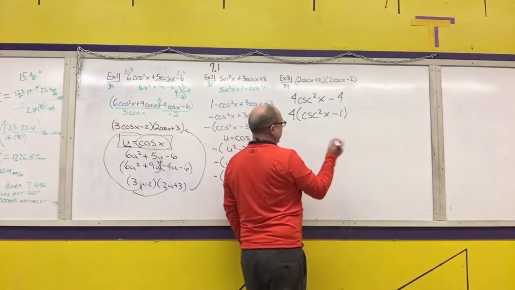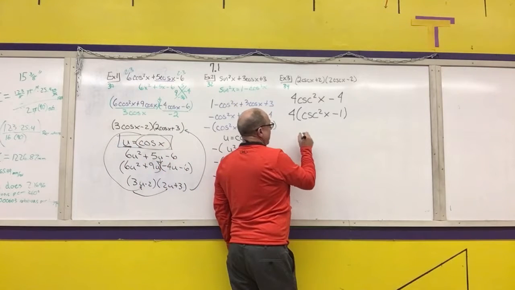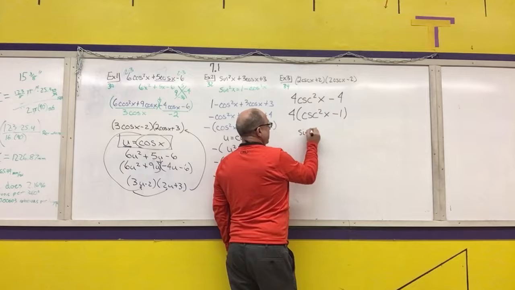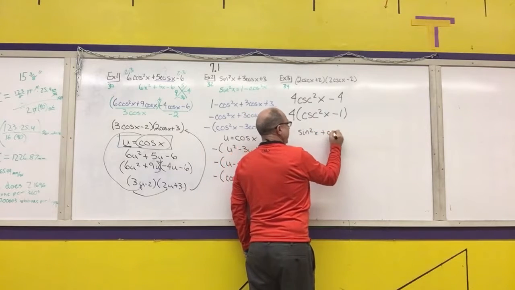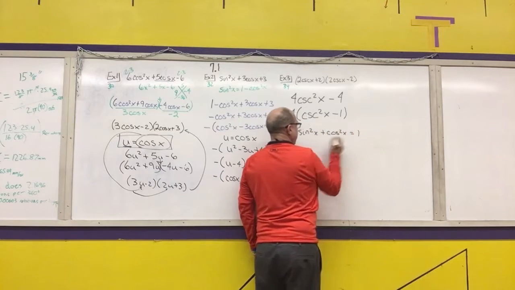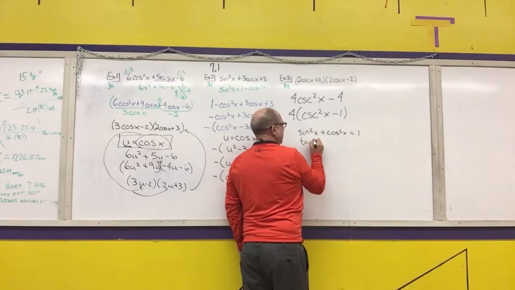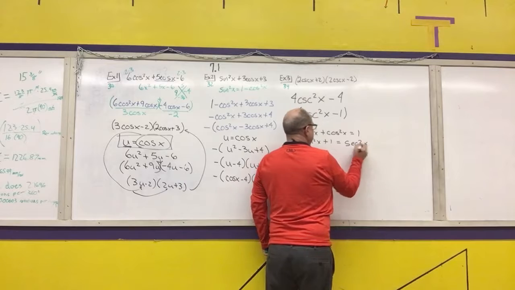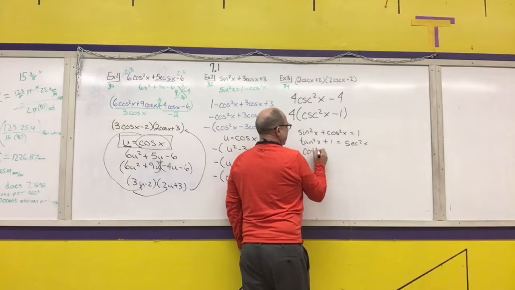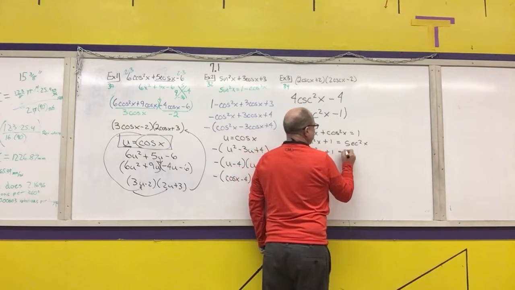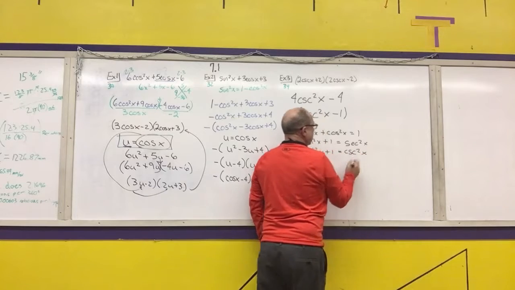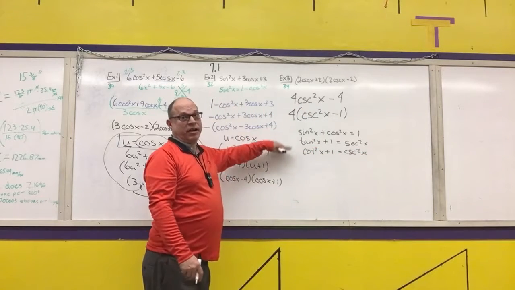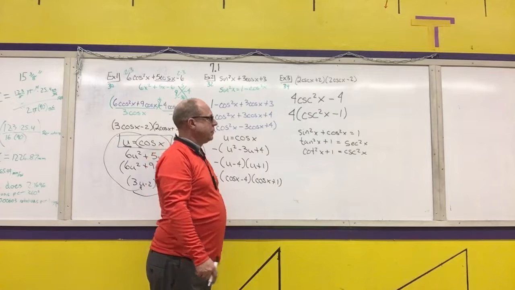So let's look at our Pythagorean identities. I have sine squared x plus cosine squared x equals 1. I have tangent squared x plus 1 equals secant squared x. And I have cotangent squared x plus 1 equals cosecant squared x. You need to have these memorized or be able to come up with them rapidly.